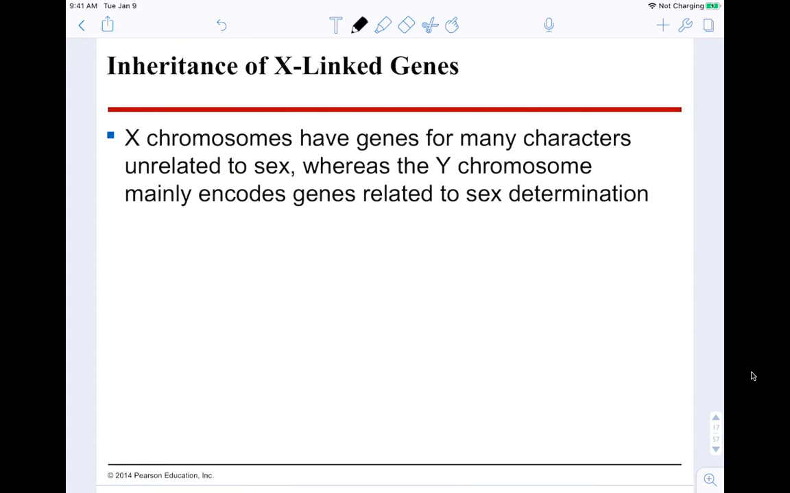The X chromosomes have genes for many characters unrelated to sex. Like I said, it's such a large chromosome. It's got to have a lot of other things encoded on it rather than just things that determine sex. Whereas the Y chromosome mainly encodes genes related to sex determination. And remember, that's where we have the SRY gene that's going to code for making testes, which will make sperm, which makes a male.